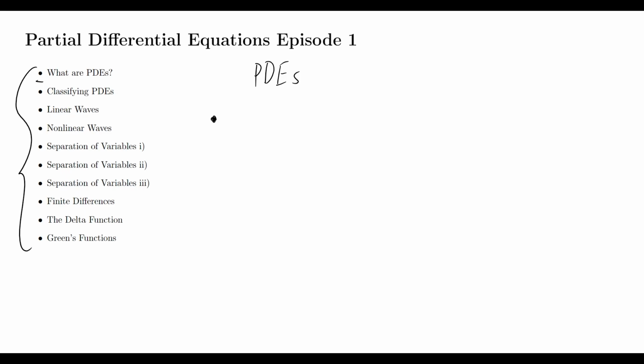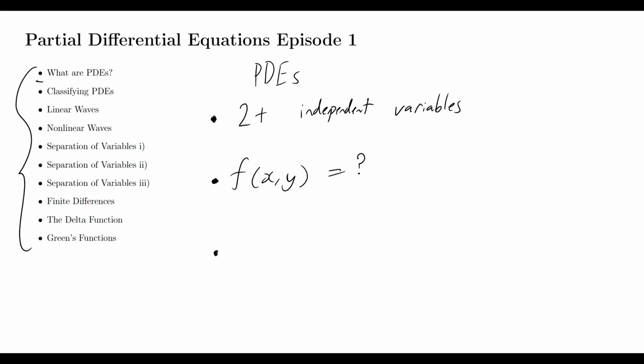So a partial differential equation involves three main ideas. Firstly, that there are two or more independent variables. Second, there's going to be an unknown function of those independent variables. And lastly, we will have some partial derivatives of that unknown function.